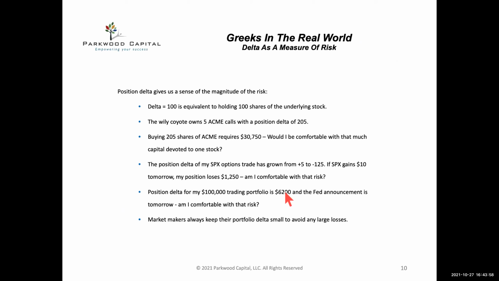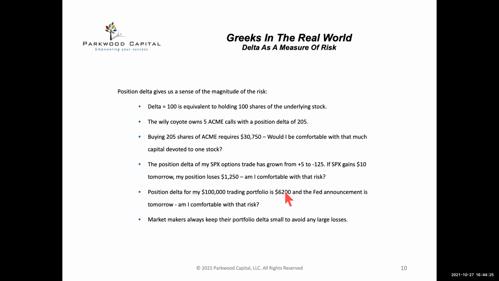Now, let's think a little bit about delta, and how we would use it in the real world, so to speak. First of all, as position delta, if you calculate the delta for a position, for how many options or multiple options, or even you bought some and sold some, whatever, you can calculate delta for that entire position. We'll go into that shortly, but you can find out how to do that very easily.